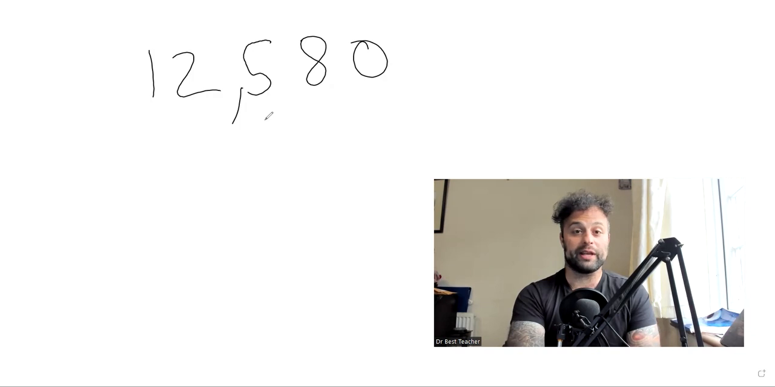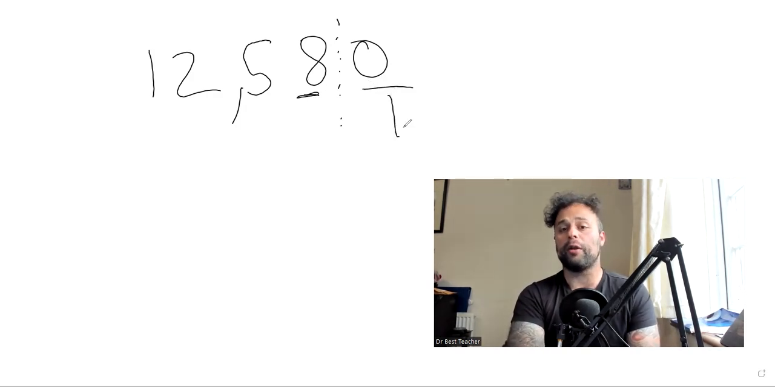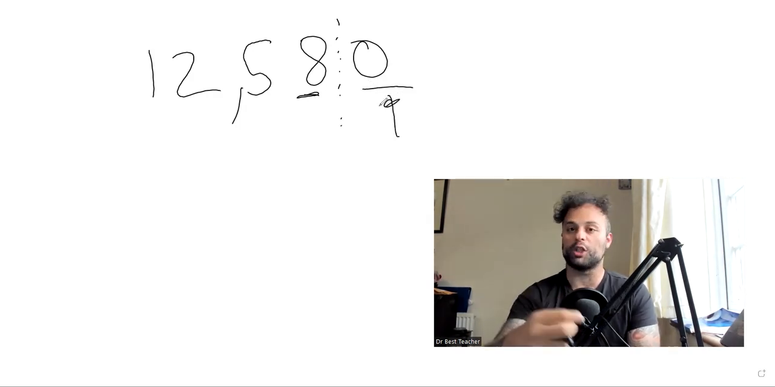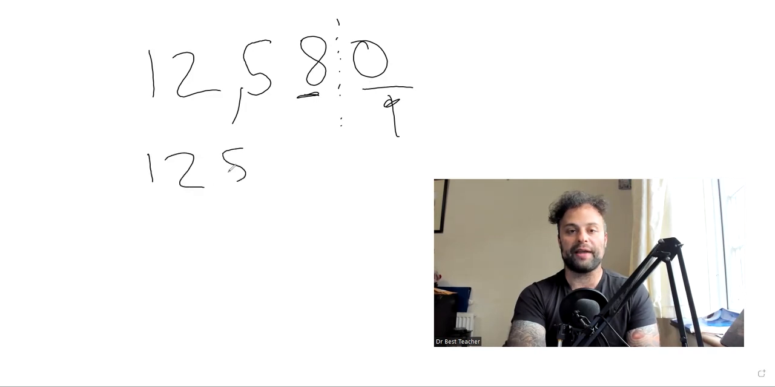So the first thing I do is I draw a dotted line right after the 10, because this is the number I'm interested in. I'll draw a dotted line. And then I'll use a number after the dotted line to judge where I should go. Now, with a 0, you round downwards. So I'm going to keep the number the same. So 1, 2, 5, 8.